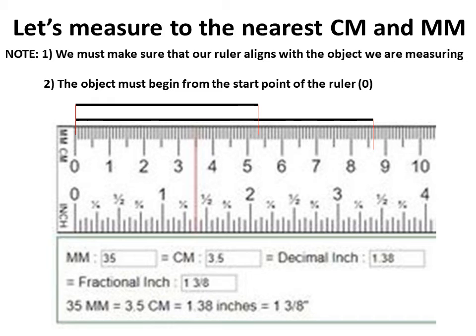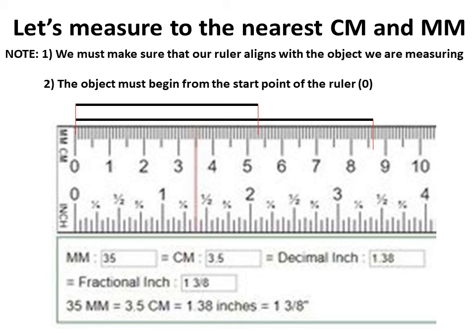So let's read the first line. 5.1, 5.2, and 5.3. I think it ends on that third line after 5. So it's going to be 5.3. So what are we going to say our measurement is now? We have 5 centimeters and 3 millimeters, or we say 5.3 centimeters.